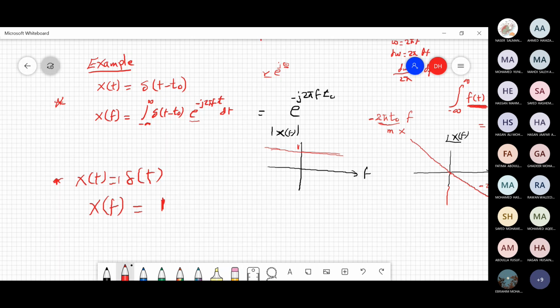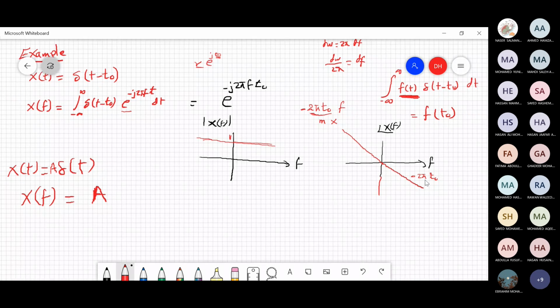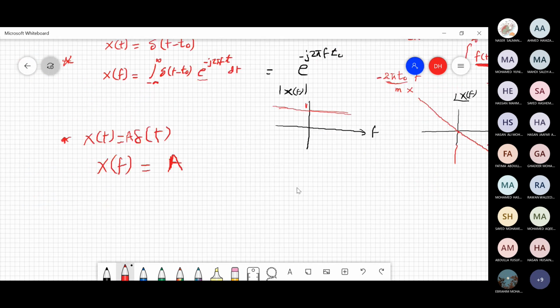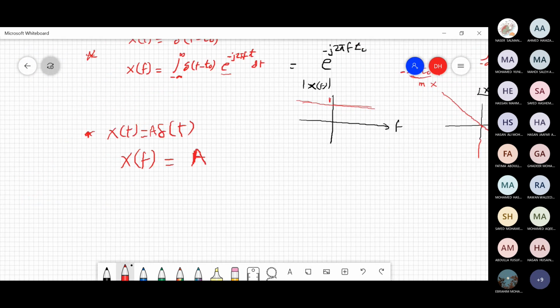And if it is multiplied by a, then it will be a multiplied by 1, so it will be a. So the angle equals 0, while the magnitude equals a. The magnitude is at a, and the angle equals 0 at all frequencies. So then we have a horizontal line, always at 0 here. Okay.